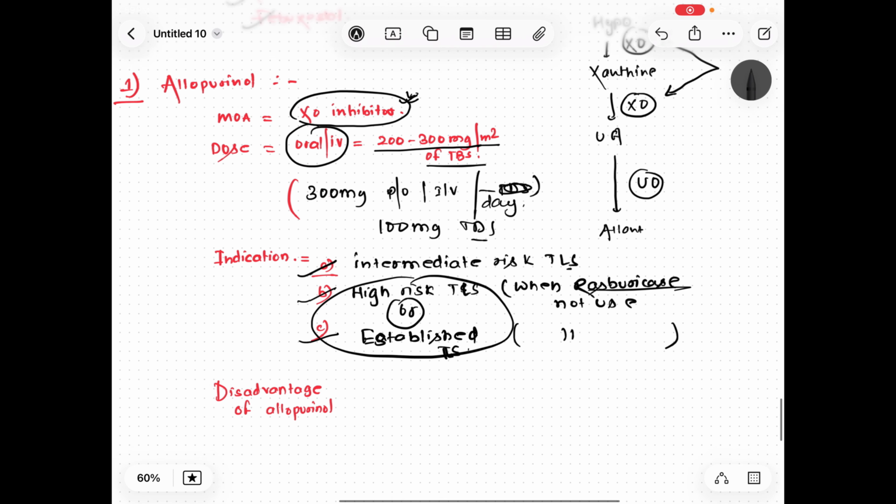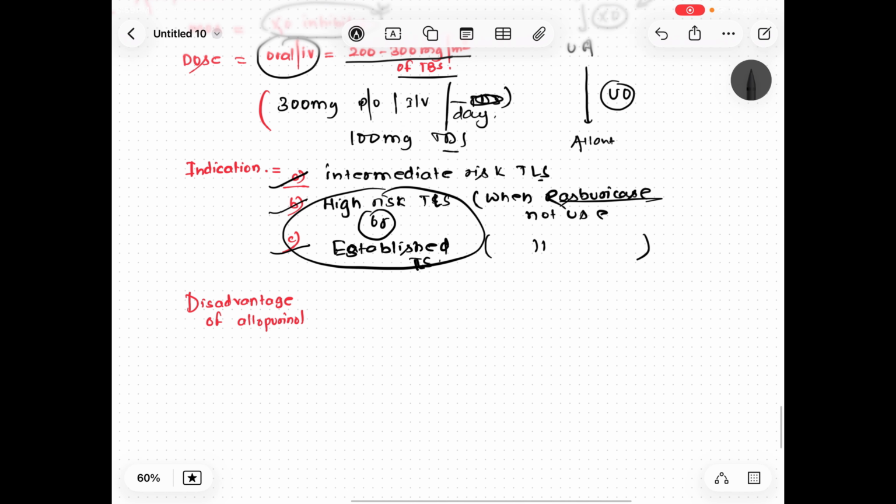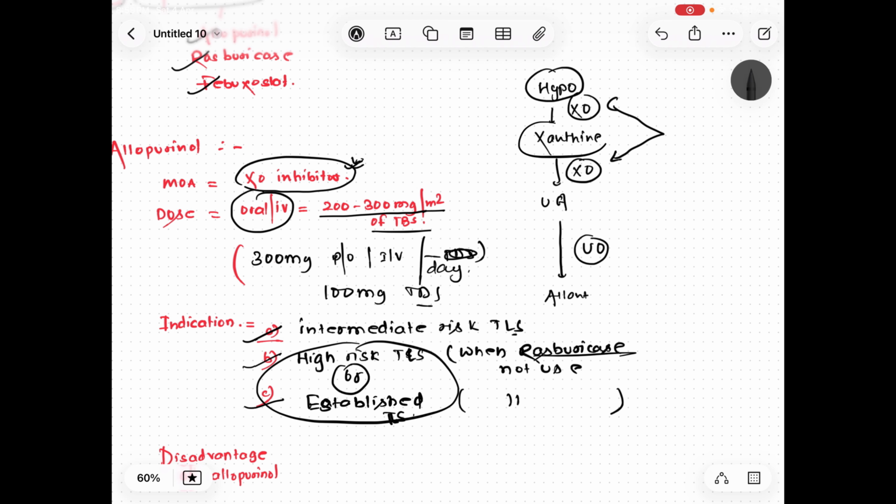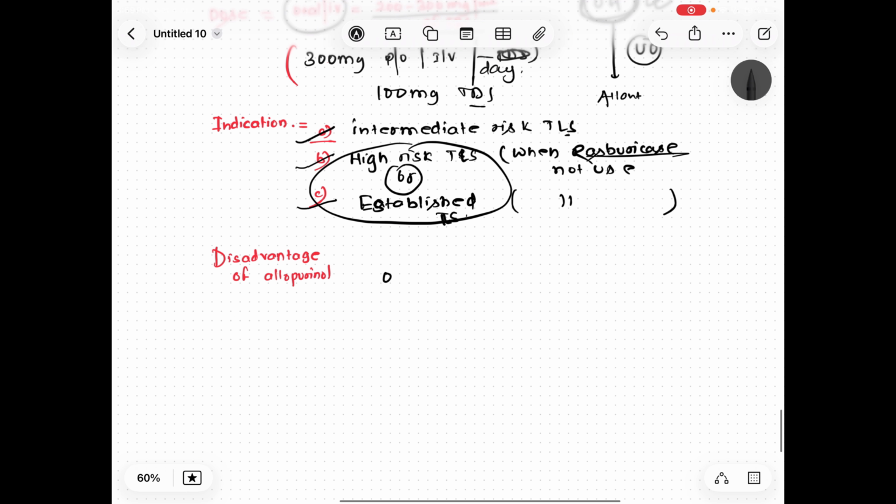So what are the disadvantages of allopurinol? It actually reduces the formation of uric acid, as you can see in this pathway of hypoxanthine, xanthine and uric acid. It decreases the formation of uric acid but does not break down the already formed uric acid. So the onset of action is delayed, 3 to 4 days, because there are already lots of uric acid in the blood.